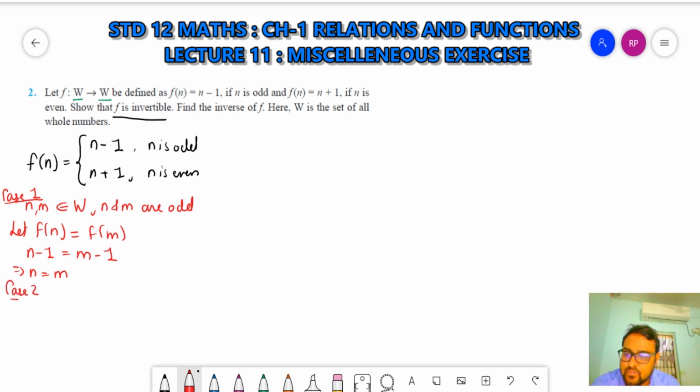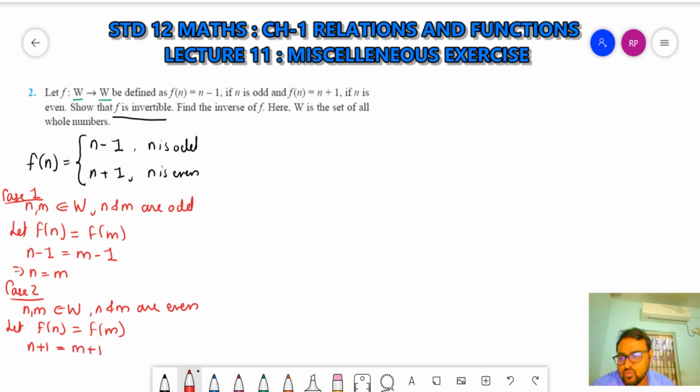Case 2: n, m belong to W. Now let's take n and m are even. Now let f(n) equal f(m). When it is even, we use the function n plus 1. That means n plus 1 equal to m plus 1. The 1 gets cancelled, so n is equal to m. Again, when both are even, we took f(n) = f(m), and that implied n equal to m. Hence, in this case also it is one-one.